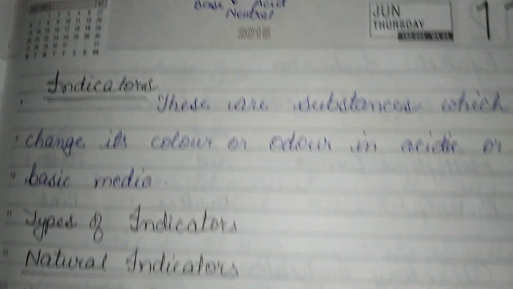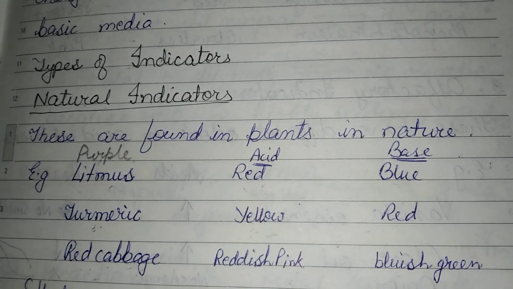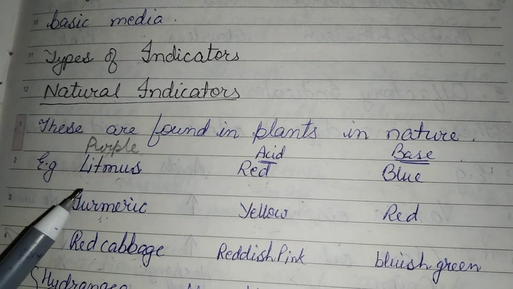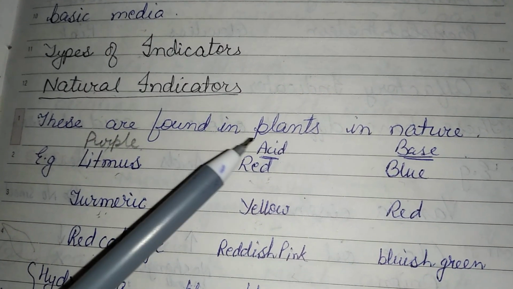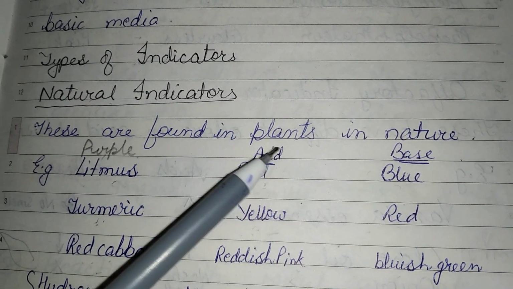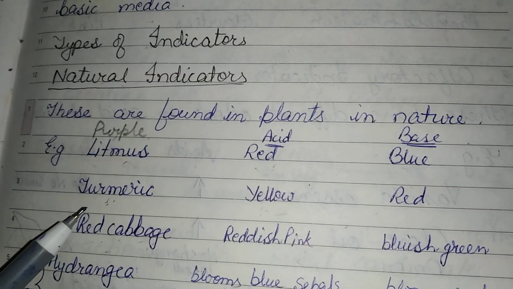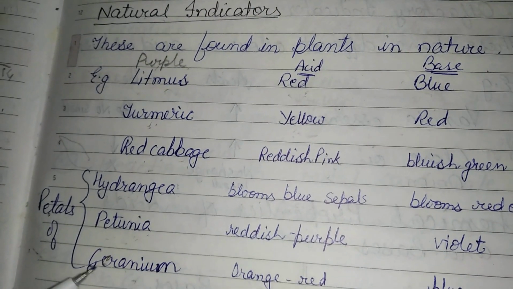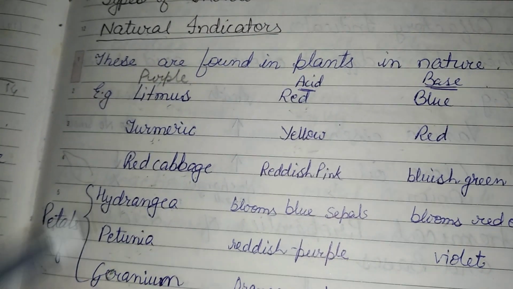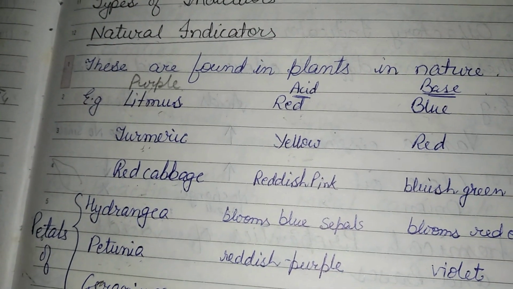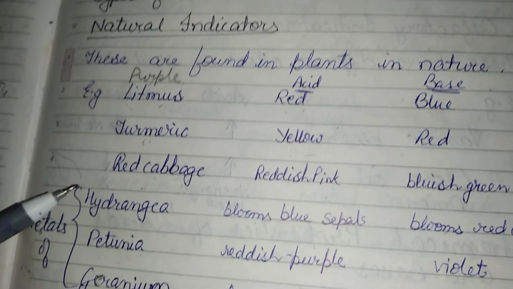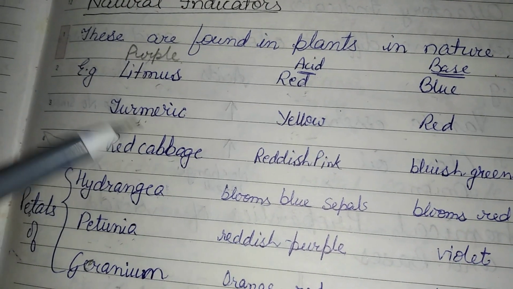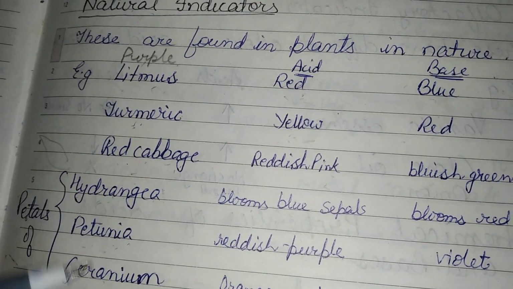So different types of indicators are there. The first one is natural indicators. Natural indicators are those indicators which we obtain from plants, like litmus, turmeric, red cabbage, hydrangea, petunia and geranium. So these are the natural indicators that we obtain from plants. In NCERT these are given, and in the board exam nothing will come other than these.